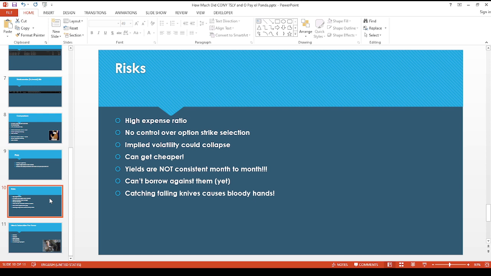And I can tell from experience that catching falling knives, whether it's dividend paying stocks or these high yield ETFs, sometimes your hands are going to get bloody. So just watch out for that.